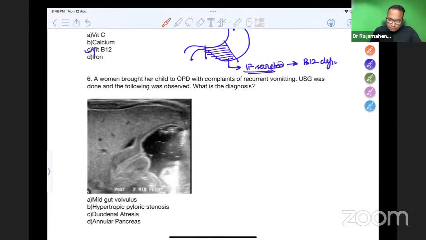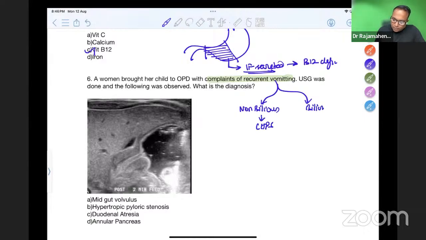So the next question is again another repeat question. A woman brought her child to OPD with complaints of recurrent vomiting. Interestingly, here they made a check for you because all of you prepare for PG entrance exams and you know the usual question. If it is non-bilious vomiting, we go for congenital hypertrophic pyloric stenosis. If it is bilious vomiting, we go for duodenal atresia. It was not mentioned here. And if an X-ray is mentioned, we will easily answer, seeing a single bubble or a double bubble, but they didn't give an X-ray.